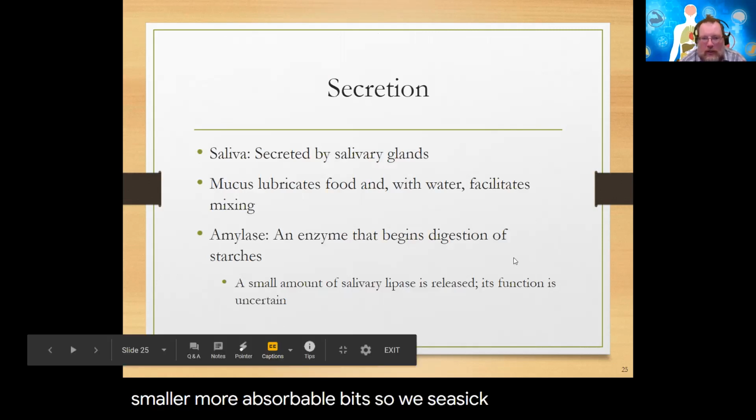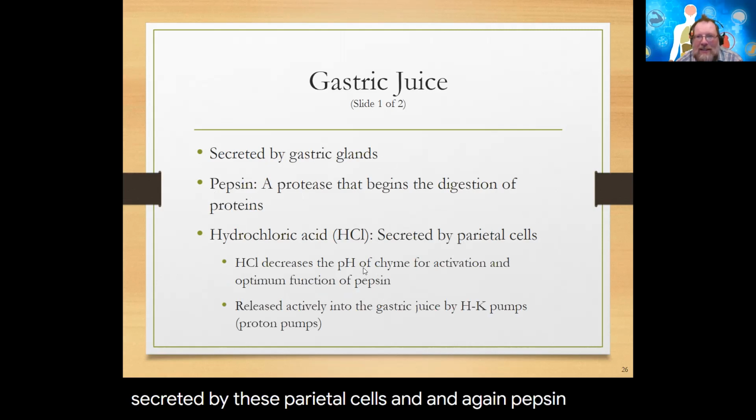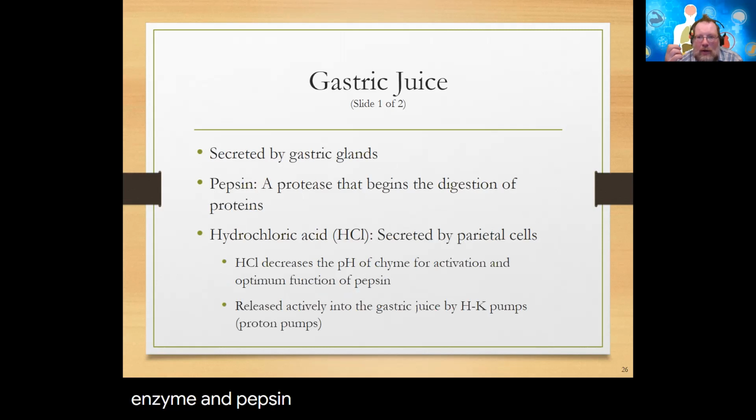So we see secretions throughout. We've already mentioned the main ones. We have saliva and salivary amylase. We've got pepsin in the stomach. We've got hydrochloric acid as well in the stomach, secreted by these parietal cells. And again, pepsin is an enzyme, and pepsin starts breaking down these big proteins, and it only works in an acidic environment. So that's why hydrochloric acid is there, to enable pepsin to function properly.